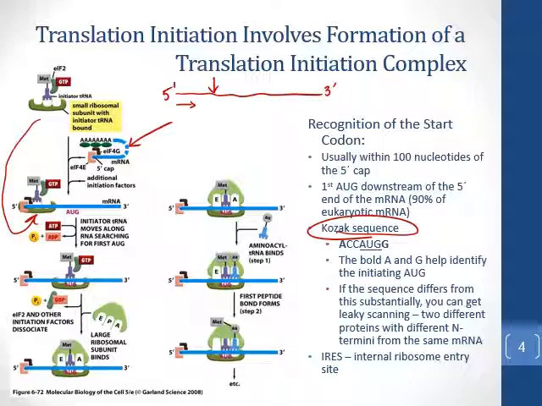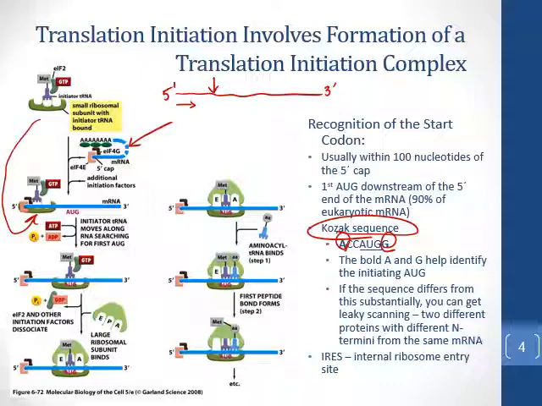The AUG that it's looking for is going to be preceded by an ACC and followed by a G. Okay, and the bold A right here and the bold G right here really help to identify that as the starting AUG. So this whole sequence, including that bold A and that bold G, make up what's called the Kozak sequence. It was discovered by a scientist named Marilyn Kozak, and that's where it gets its name.